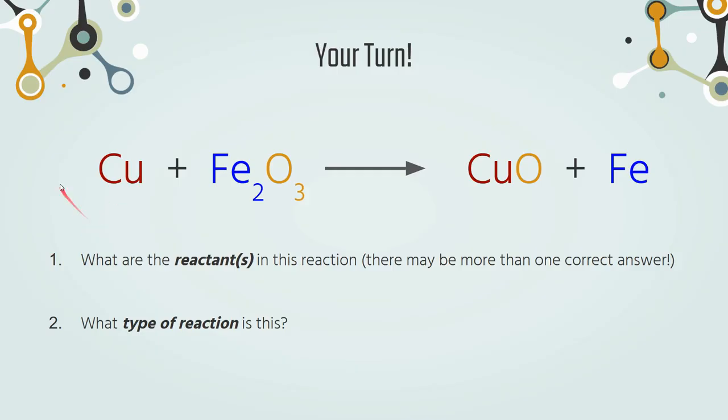So first, same idea as before. Our reactants are our starting materials, and they're on the left side over here. And this is a single replacement reaction because Cu replaces Fe in this partnership. So instead of Cu and Fe2O3, we have CuO and Fe. There's one new partnership and single elements on both sides. So this is a single replacement.